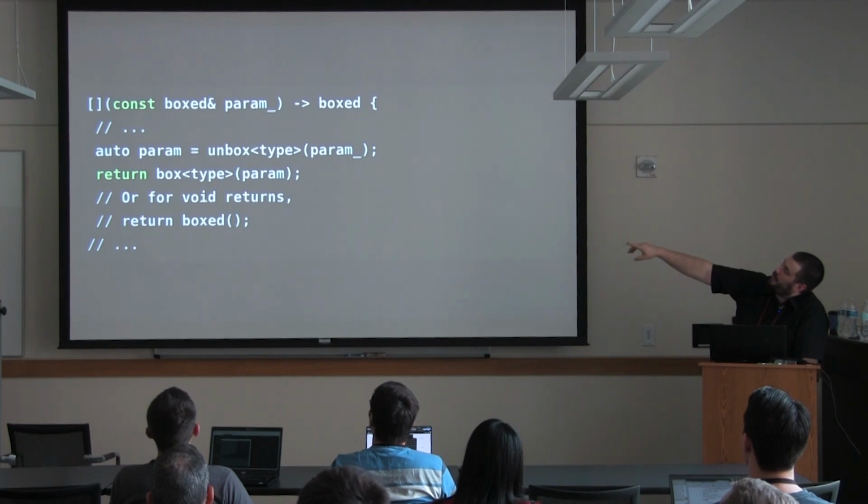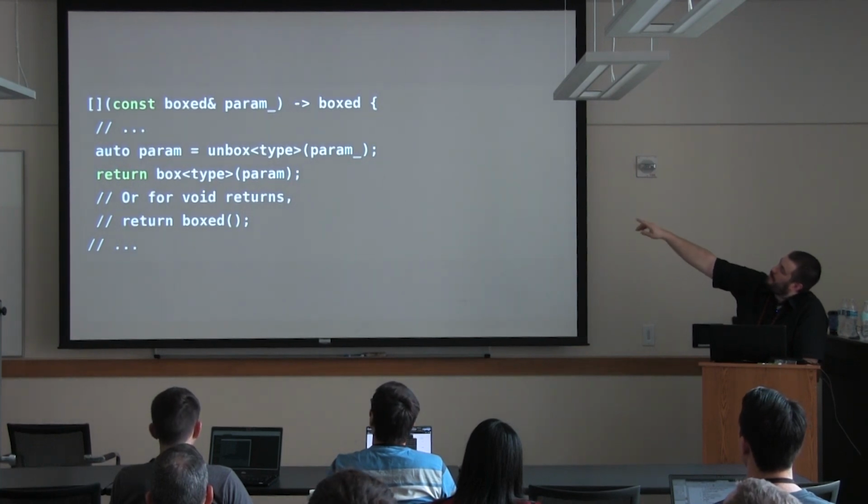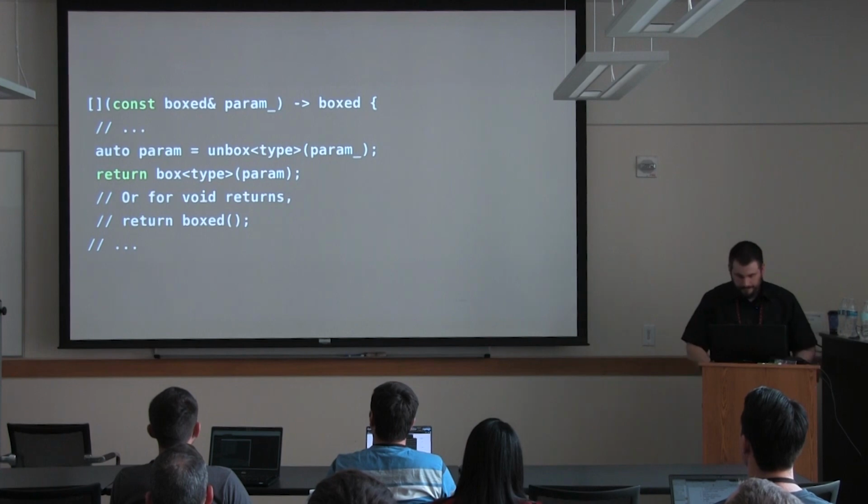So if you see auto param unboxed, you specify the type, and that's param. So you take it out of the box, I guess, and then to box it back up, box type param, and return it.